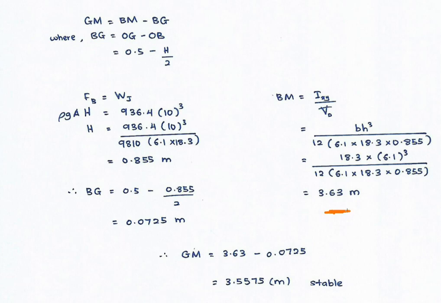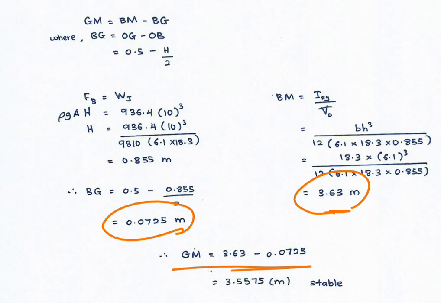Then we substitute these two parameters into this equation. GM is equal to BM minus BG. So we substitute the value of BM here and the value of BG. We found that it is a positive answer, which is 3.5575 meters. This means that the barge is stable.